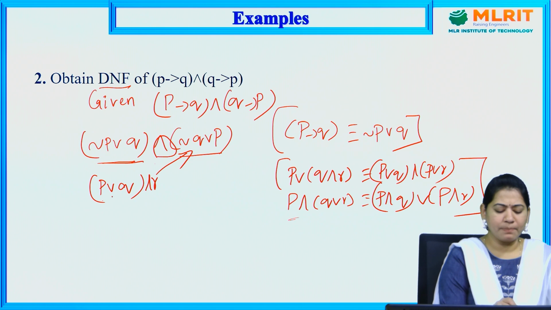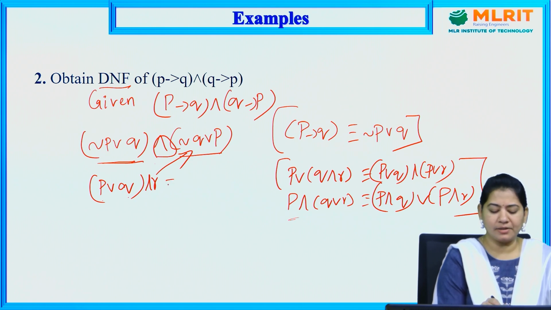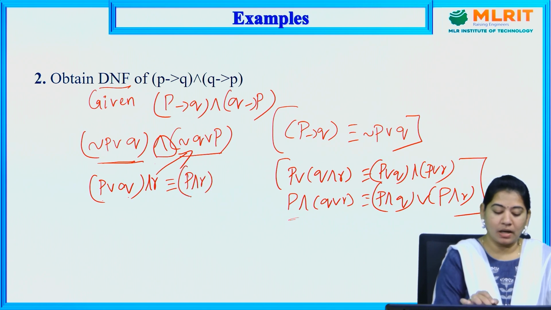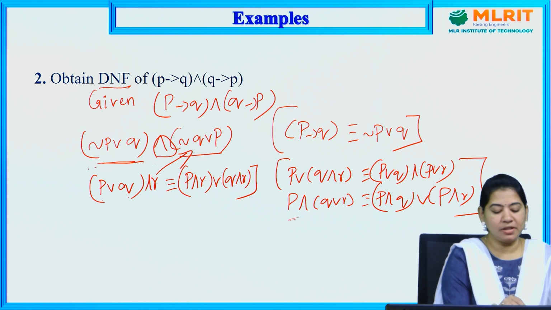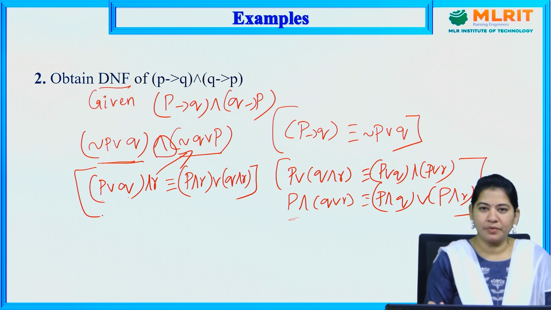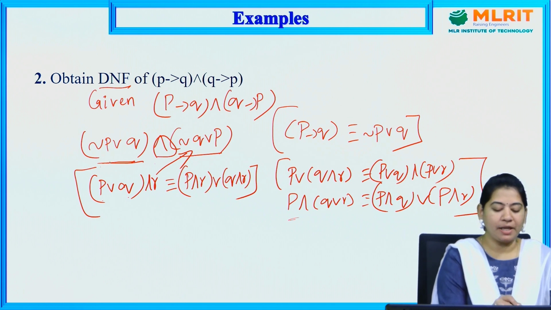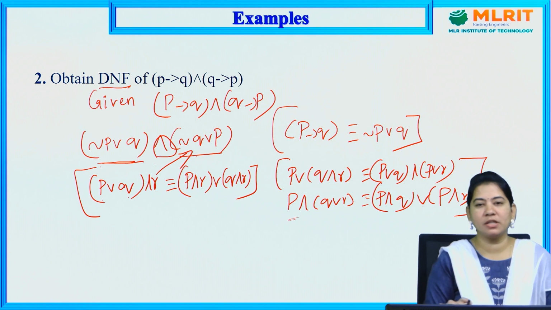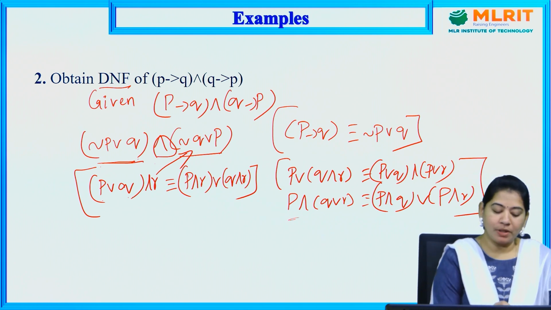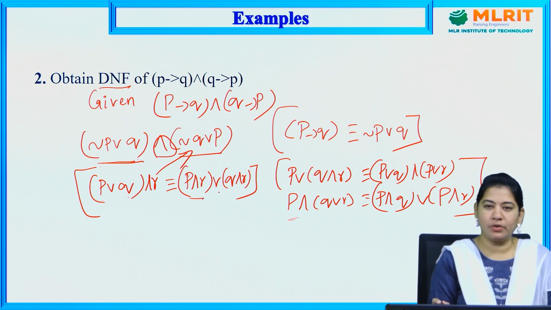So, P or Q and R is equivalent to, by applying the distributive formula, P and R or Q and R. This is also one distributive formula, where I have considered P, Q, and this third one as R. So, P or Q and R is P and R or Q and R. Here I am getting a sum of elementary products, so I can proceed with this formula also.